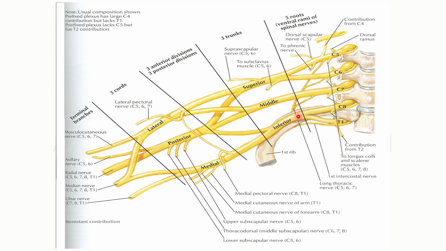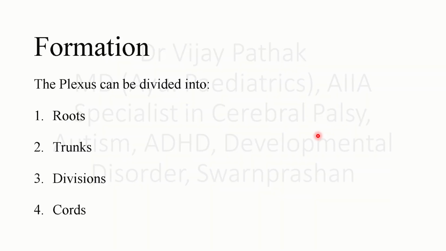This is the diagram of the brachial plexus. In this diagram we can see the whole brachial plexus is formed by the roots of C5, C6, C7, C8 and T1, right? The anterior rami of C5, C6, C7, C8 and T1 take part in formation of the brachial plexus. Only anterior rami, not posterior rami. It is very important to remember that only anterior rami take part in formation of the brachial plexus, right? Now, the whole brachial plexus is divided into root, trunk, division, and cord. It can be remembered as RTDC: root, trunk, division, and cord.